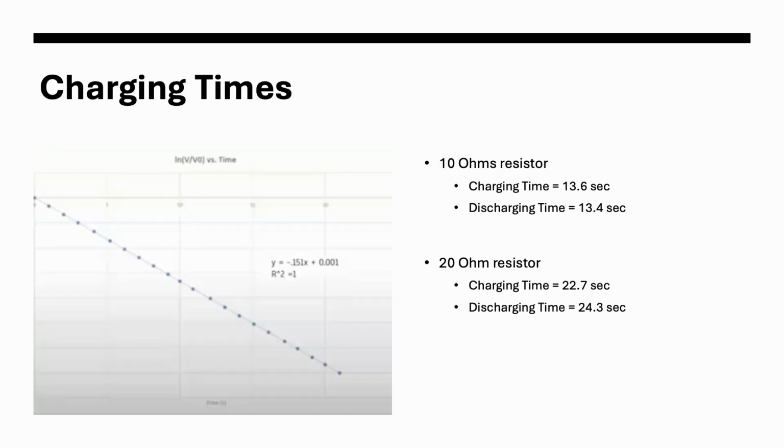Now, charging times. Here I made an Excel graph about how it made a slope, a downward negative slope, that shows the 10 ohm resistor has a charging time of 13.6 seconds and discharging time of 13.4 seconds. The 20 ohm resistor had a charging time of 22.7 seconds, while the discharging time was 24.3 seconds. So this creates this downward slope, as you can see here.